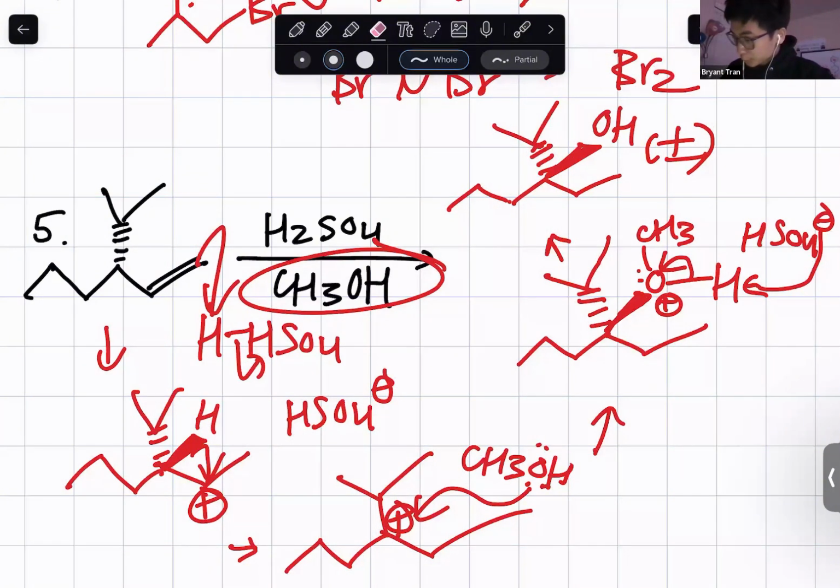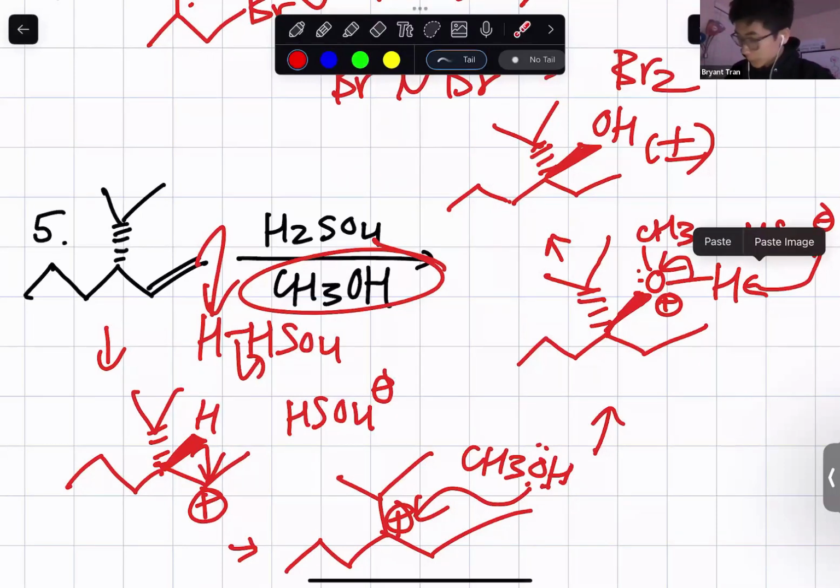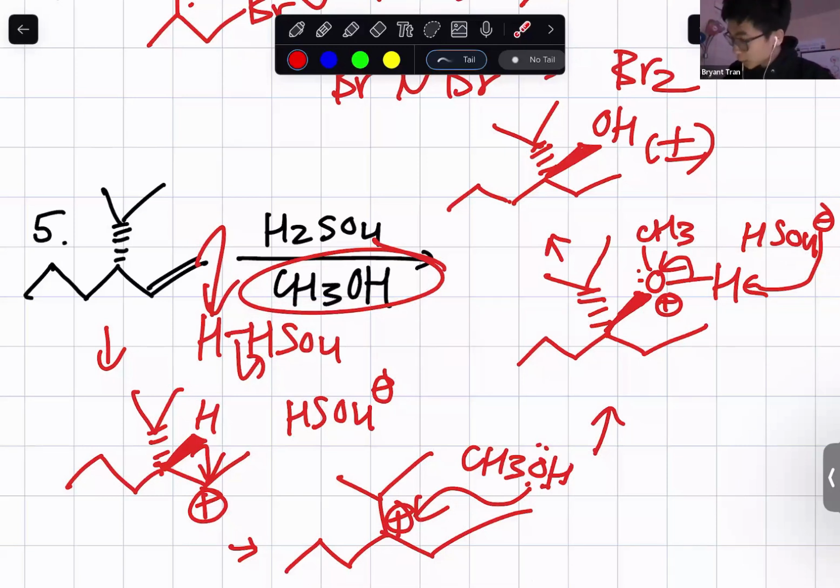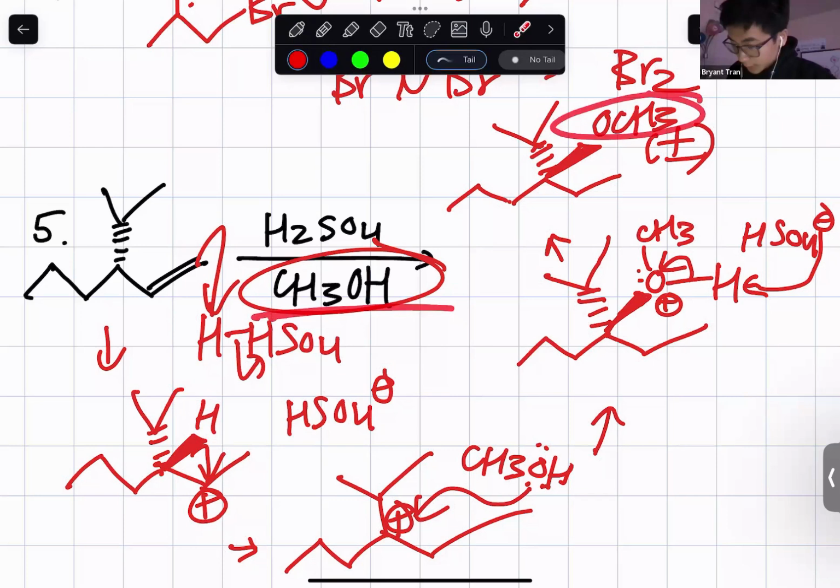Yes, you can deprotonate it with CH3OH instead. Like instead of HSO4-, you can deprotonate it with CH3OH as well. Yeah, it would be OCH3, not OH. OCH3. Or, if you have alcohol as a solvent, right? If you had water as a solvent, H2O, then the product would have OH, like that.